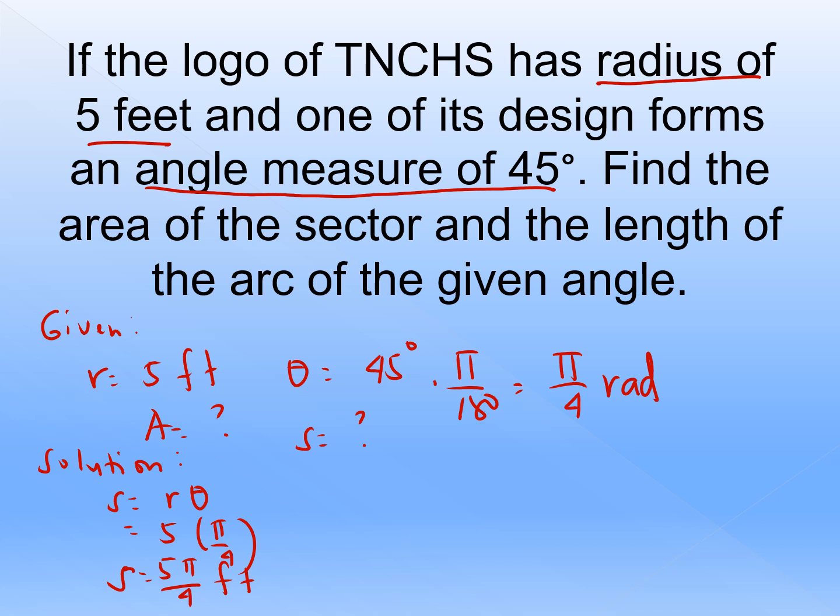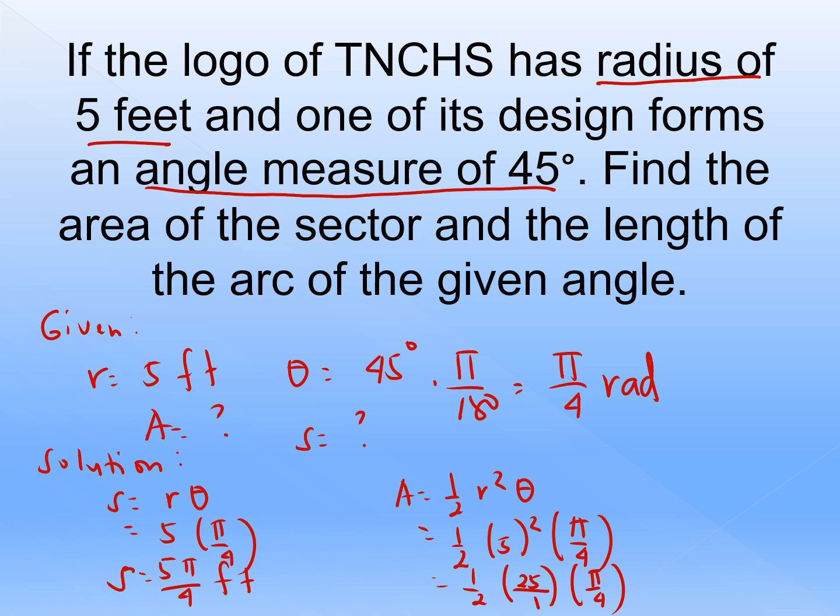Now for area of the sector, we have A equals 1/2 r squared theta. Let's substitute. So we have 1/2. Your r is 5, so let's substitute 5 squared. And your theta is pi over 4. Let's simplify 5 squared. So we have 1/2, 5 squared is 25, times pi over 4. Let's multiply 1 times 25 times pi, all over 1 for 25.